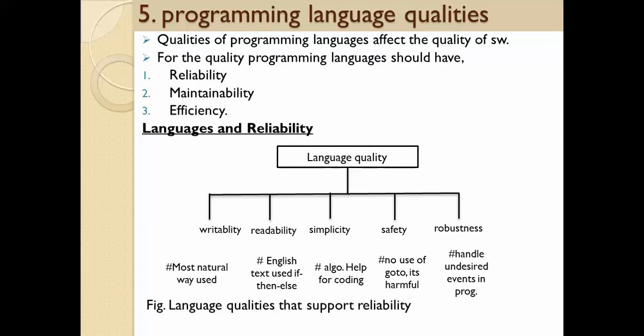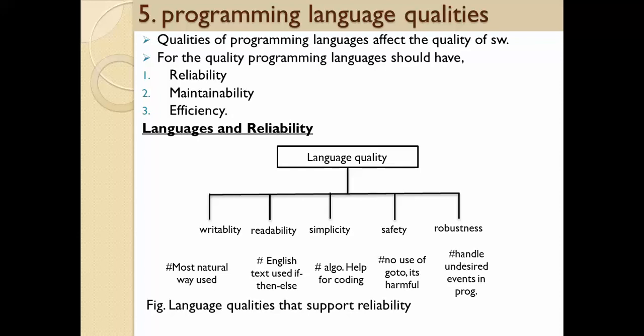The next one is readability. The readability quality of a programming language is how we can read any program. If it is in plain text, in a high level language or English, then anyone can easily read this program. English text is used in the programming language, so anyone can easily read it. Simplicity means any programming statement is defined by using an algorithm, which helps the coding. So simplicity should be involved in the program or programming language. Next one is safety.